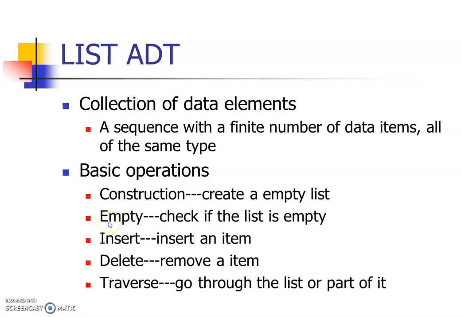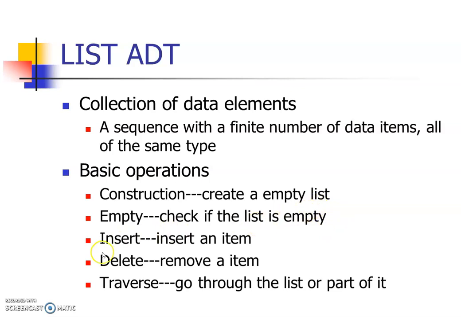The second function is empty. This is a Boolean function, returning 0 or 1, indicating if the list is empty. So if the list is empty, you return the value of 1. If the list is not empty, you return the value of 0. So again, this is a Boolean function.